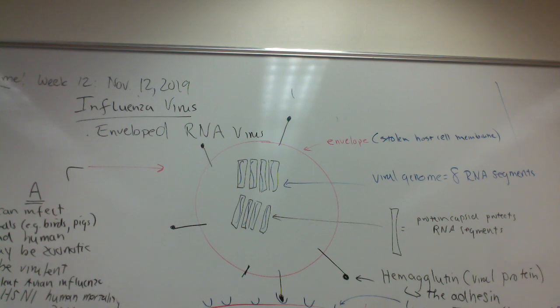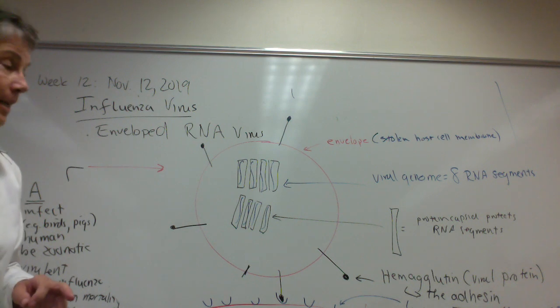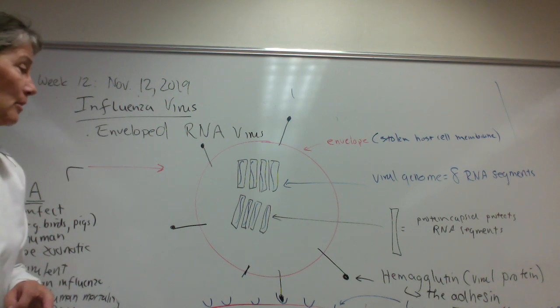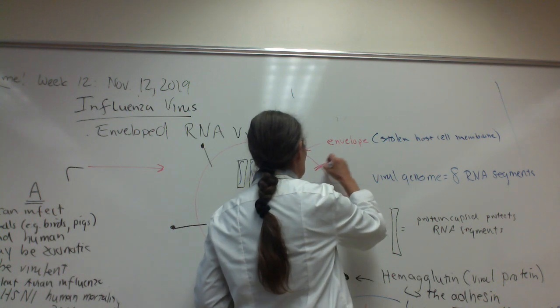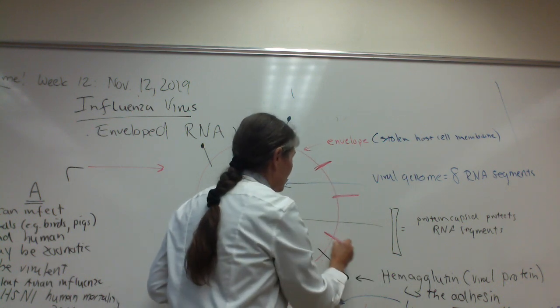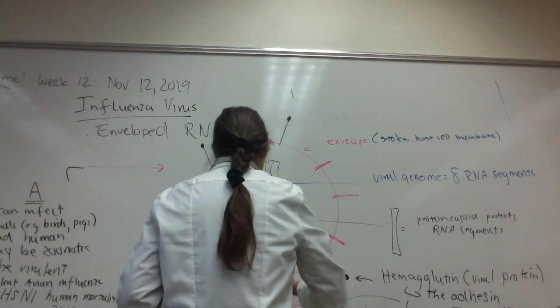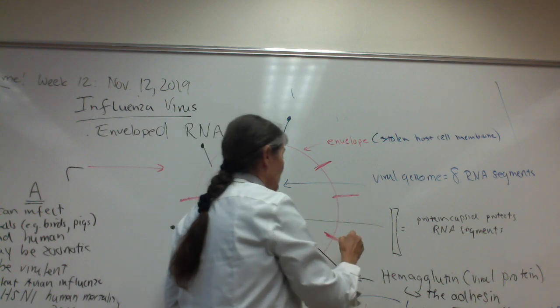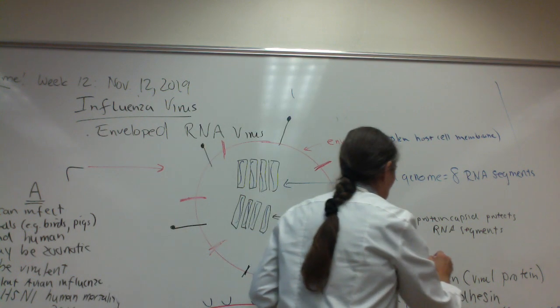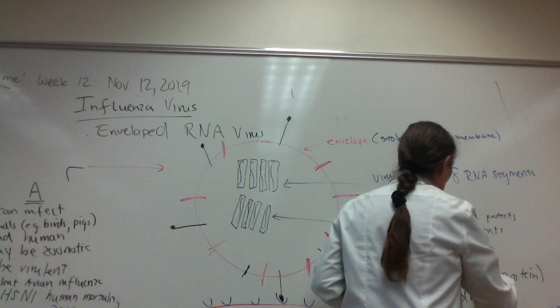There's one last influenza protein in the envelope I'd like you guys to know, and it's called neuraminidase. Let me use red here. Okay. So you guys, I'm just going to use little red spikes here. And this is another influenza virus envelope protein, and it's called neuraminidase.